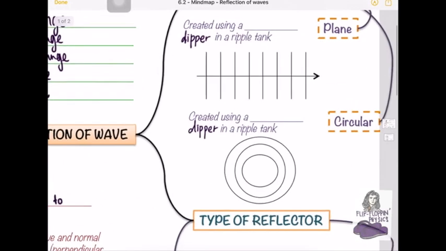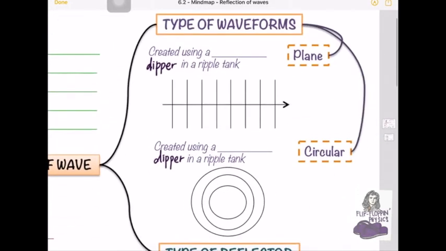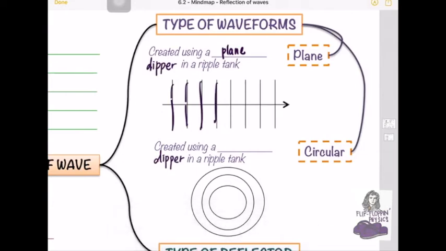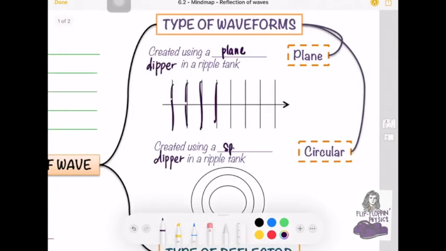Here we're going to look at the types of waveforms that you are able to create in a ripple tank. Just now we talked about how to get a plane wave. You need to use a plane dipper for that, then your waveform will look like this. In order to get a circular wave, you need to use the spherical dipper, sometimes also called a point dipper. Because the vibration comes from here, the wave that you create will be a circular wave.